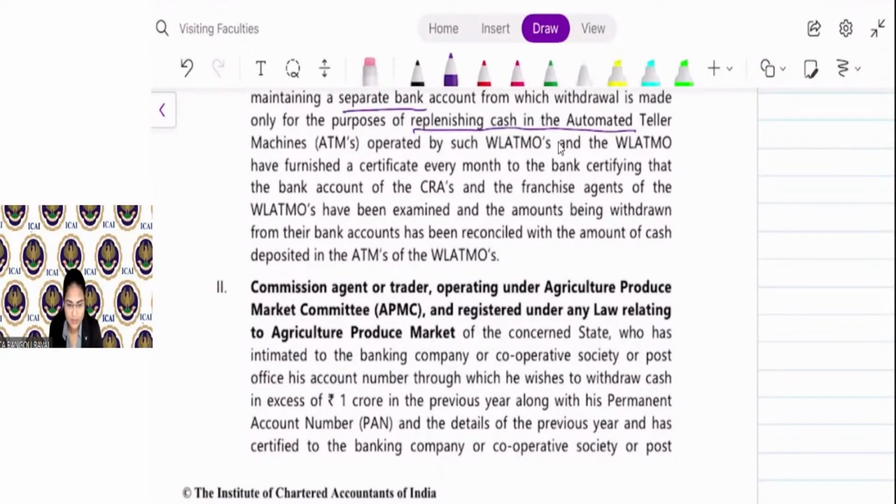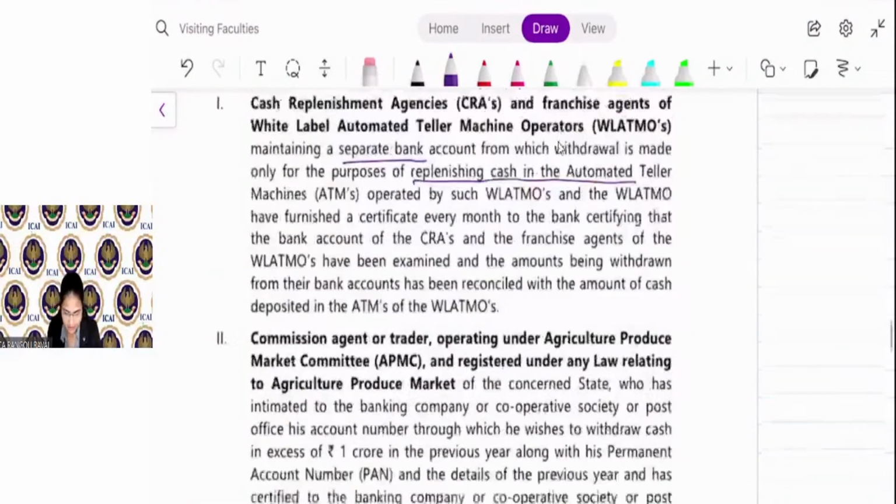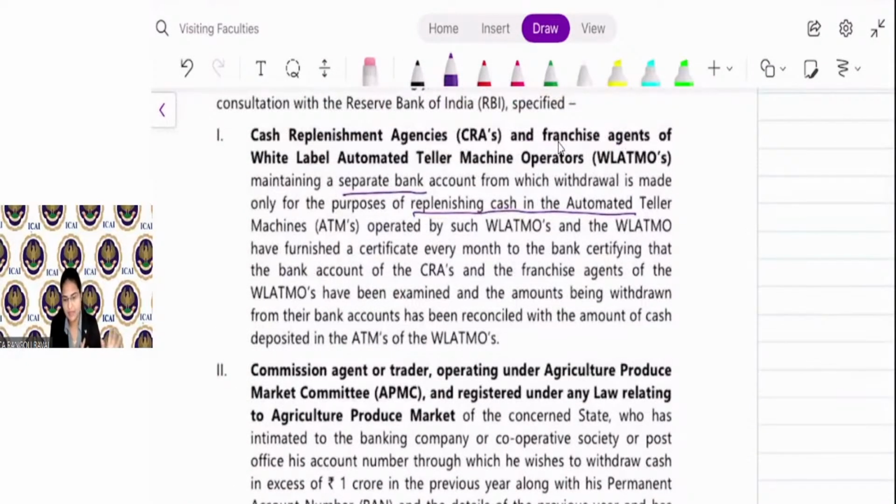Okay. Cash replenishment agency is the agency that deposits cash and fills the machine of ATM. Clear, Mohammed?